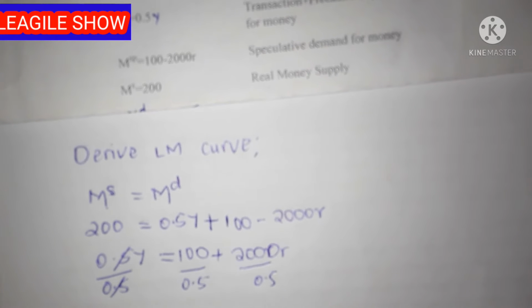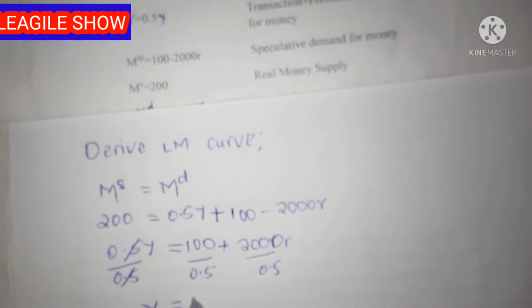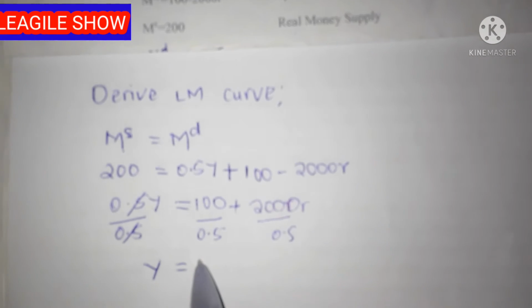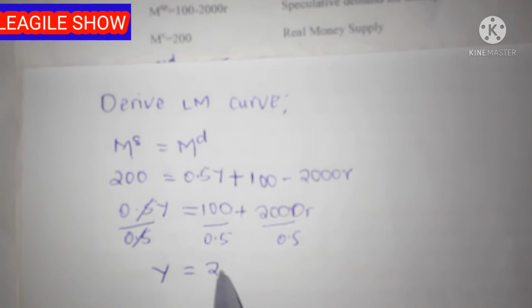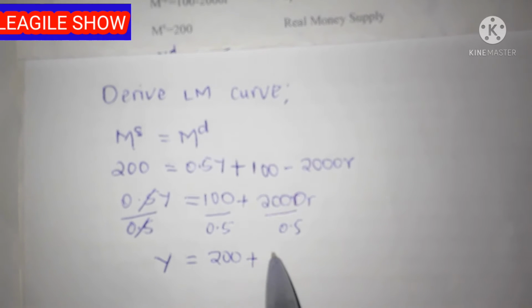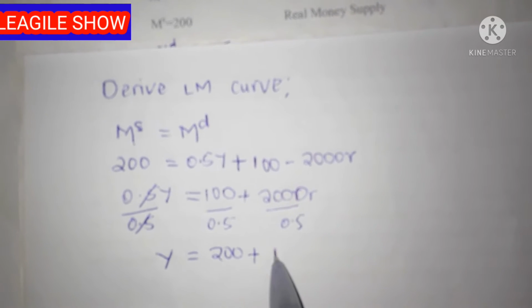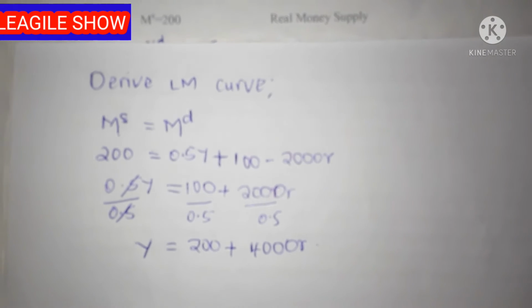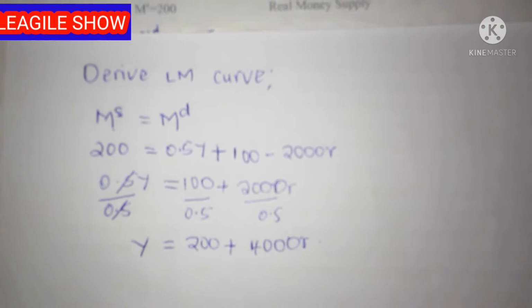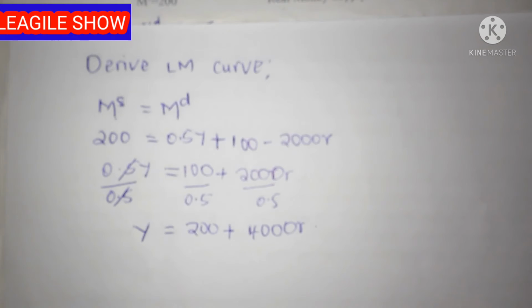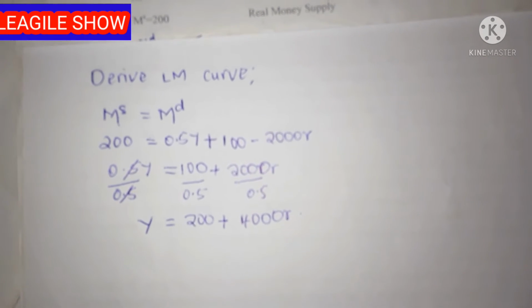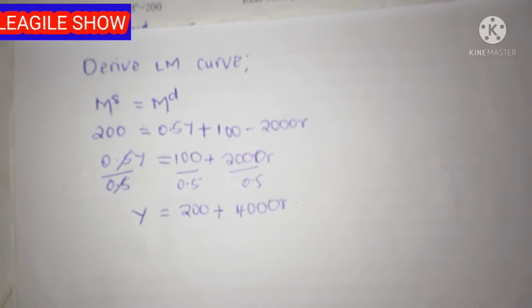If you cancel here, we're going to have y is equal to, you can just fit this into your calculator, 100 divided by 0.5, you're having 200, plus 2000 divided by 0.5 is 4000r, and that becomes our LM curve equation. Now from this point you can find the values of r and y.